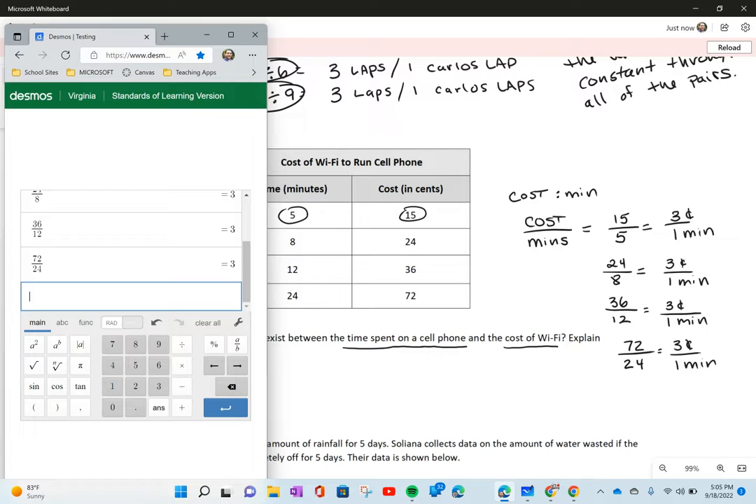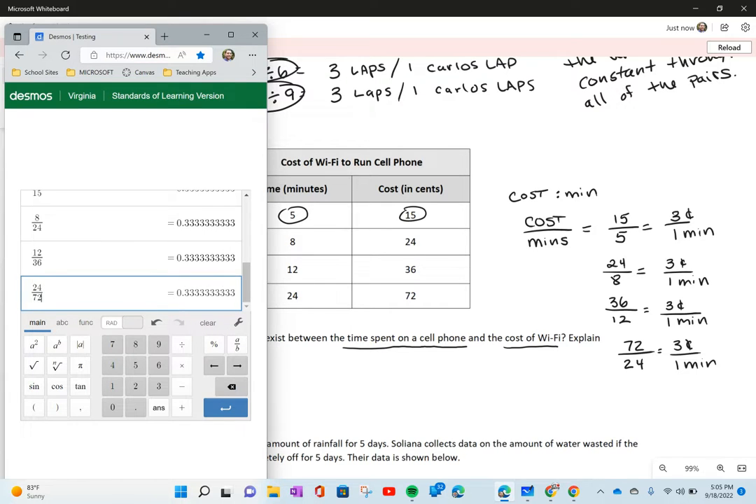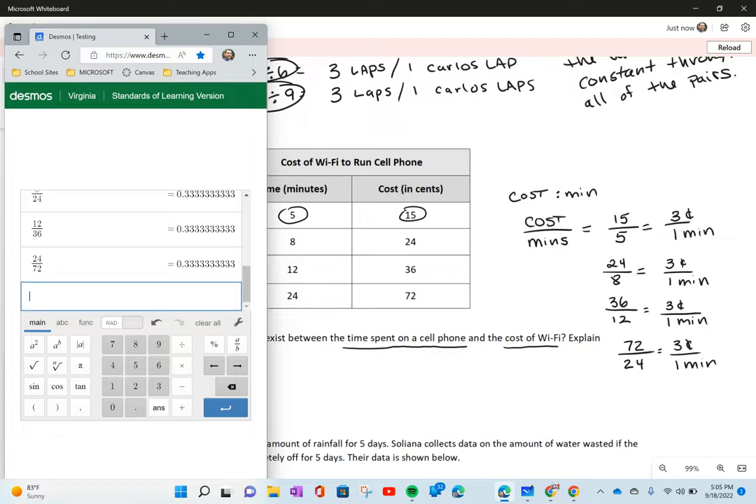Even if you did it the other way and you wanted to find out how many minutes you could talk per 1 cent, if you did 5 divided by 15, that would be 5 minutes per 15 cents, which is equivalent to a third of a minute per cent. You could talk for a third of a minute, or 20 seconds per cent. Even if you tried it this way, you'd get the same number each time. And since you get the same number each time, it is proportional.